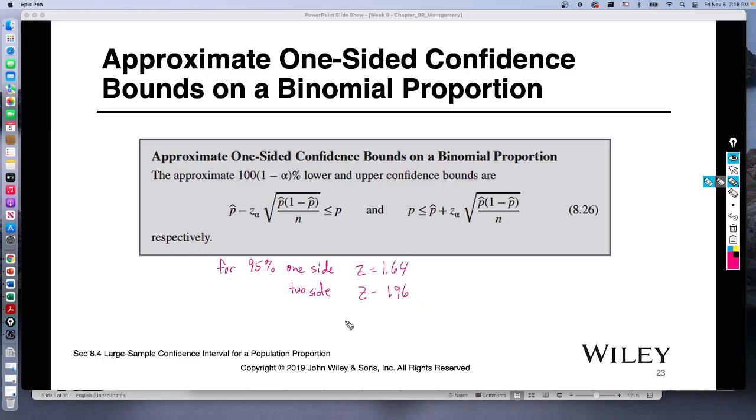Okay, so that's all this is. This will be one-sided, so that'll be 1.64. Of course, they may ask for a different confidence interval, but you'll be able to get that.